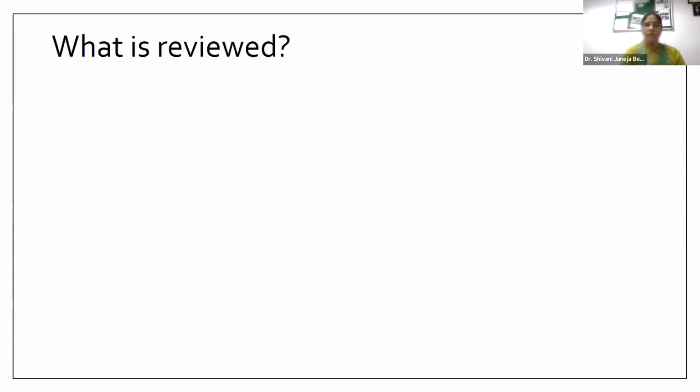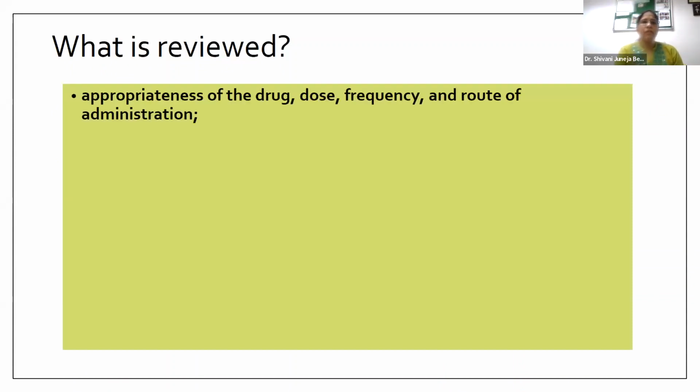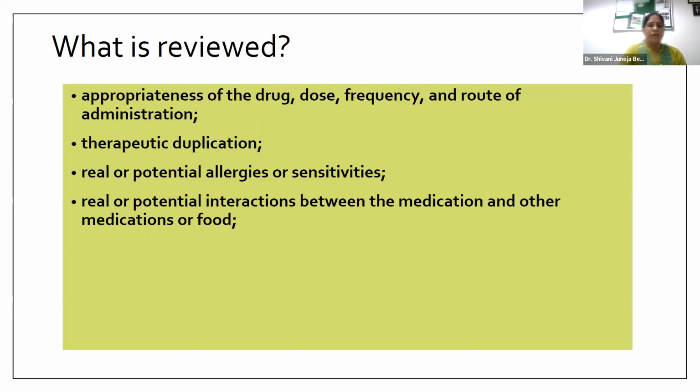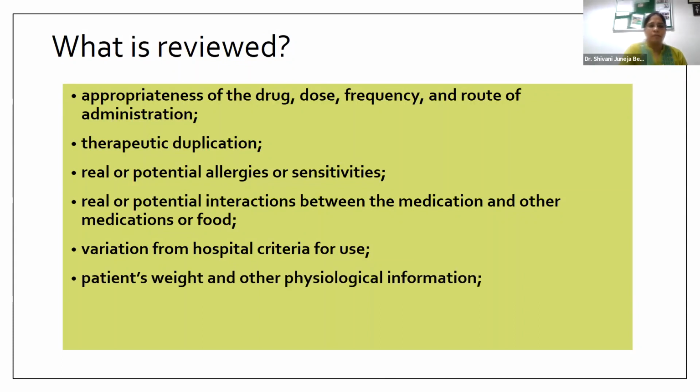So what is reviewed? This is important. We need to review the appropriateness of the drug, dose, frequency, and route of administration, therapeutic duplication, allergies or sensitivities, any potential drug-drug interaction or drug-food interaction, and variation from hospital criteria for use. For example, we have some protocols for the critical drugs in the form of high-risk drugs: potassium chloride, insulin, calcium gluconate, and other electrolytes. The hospital lays down a protocol for the same, and we need to see if there is process compliance or not.